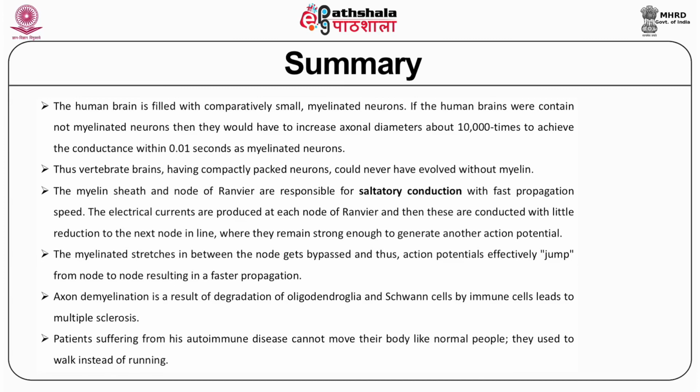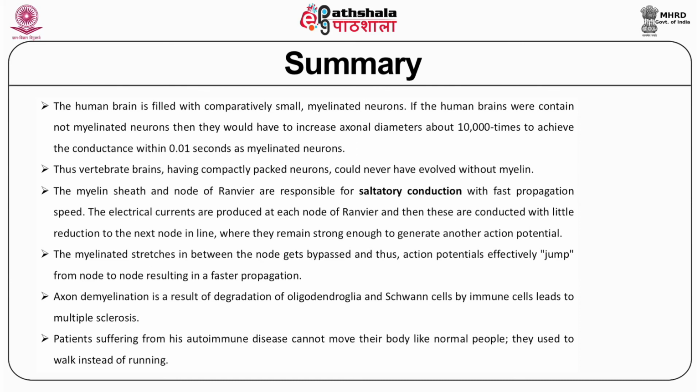The human brain is filled with comparatively small myelinated neurons. If human brains did not contain myelinated neurons, then they would have to increase axonal diameter about 10,000 times to achieve conduction within 0.01 second as myelinated neurons do. Thus, vertebrate brains having compactly packed neurons could never have evolved without myelin.